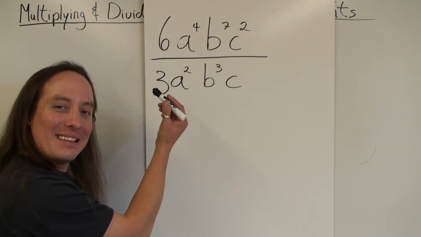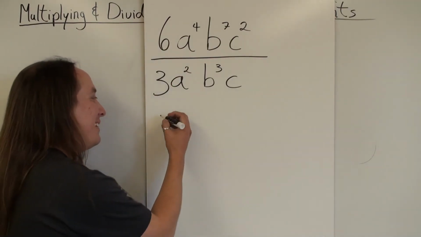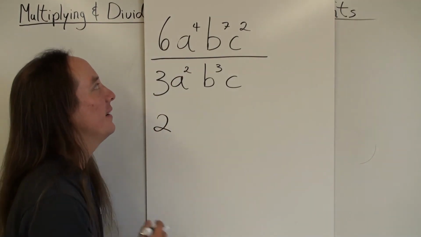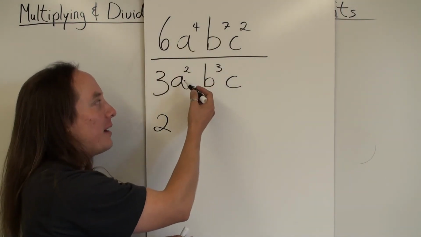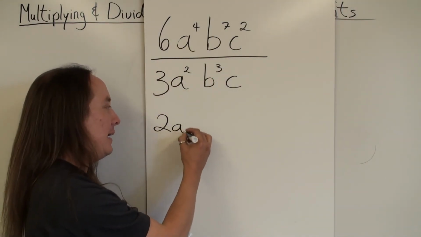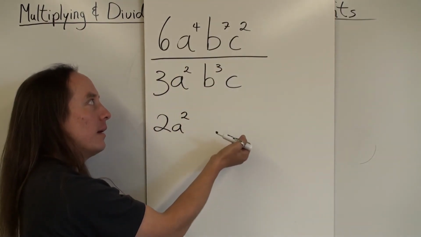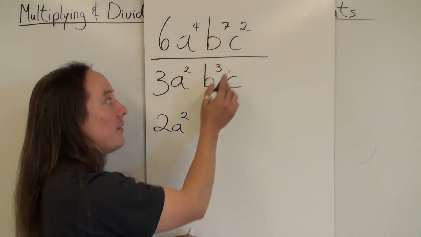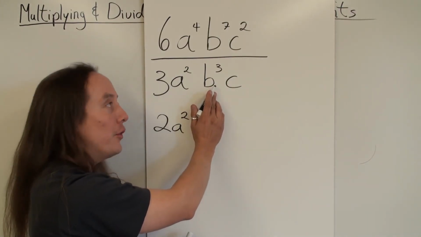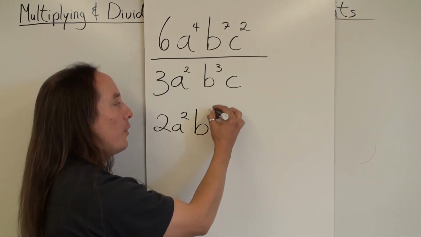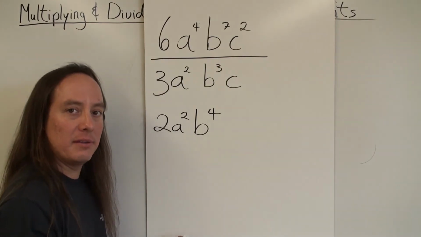6 divided by 3 is 2. Okay? a to the fourth divided by a to the second is a to the second. Remember, we're just subtracting. 4 minus 2 is 2. Okay? Now, b to the seventh divided by b to the third is going to be b to the fourth because we just subtract the exponents when we're dividing them.